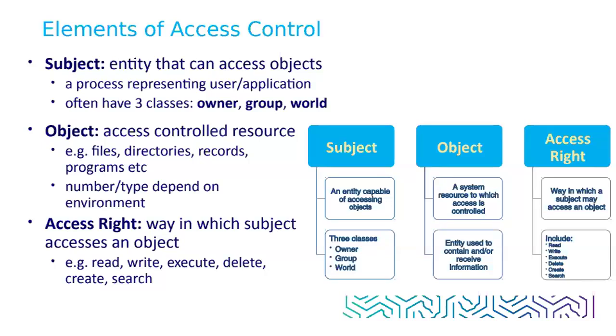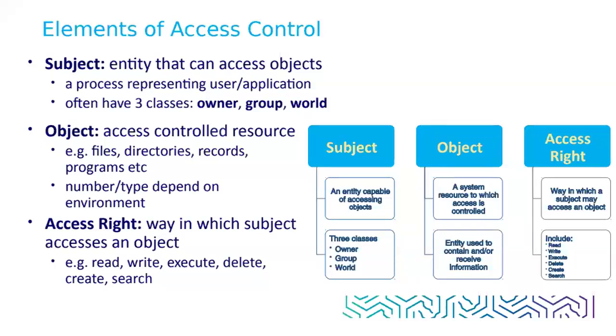Then the third element is access right. An access right specifies the action that a subject is allowed to perform on an object. In other words, it defines what operations are permitted.